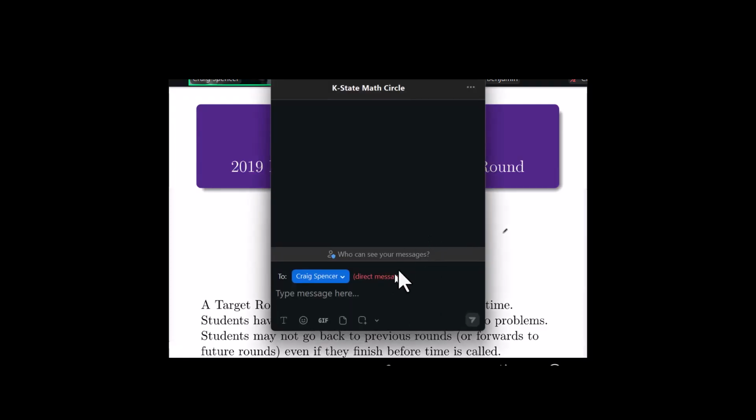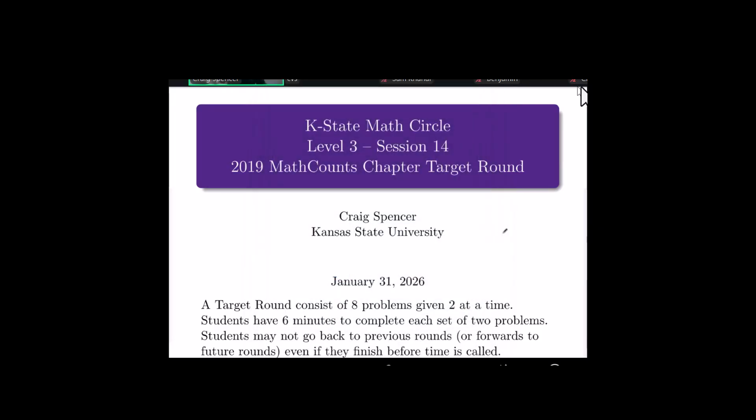For the individual component of the MATHCOUNTS test, there's a sprint round, which is 30 questions, no calculators, and we're going to do one of those next week. The other component of the individual round is the target round. In a target round, you get 8 problems, given two at a time. You can use calculators on this round, and you get 6 minutes to complete each pair of problems.